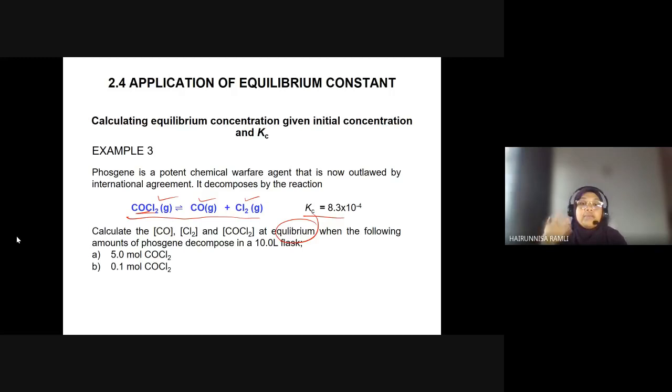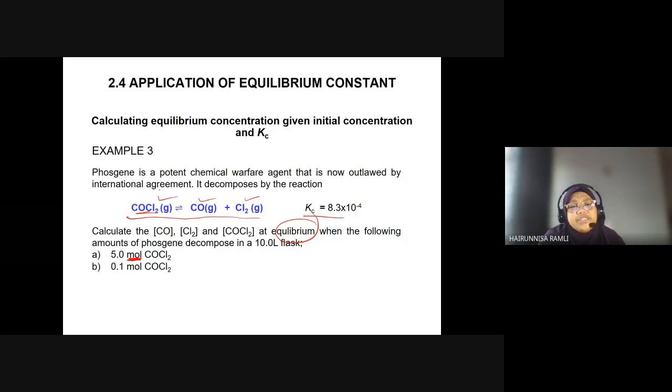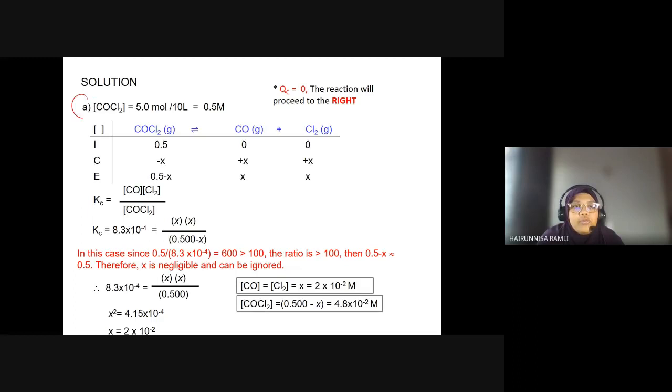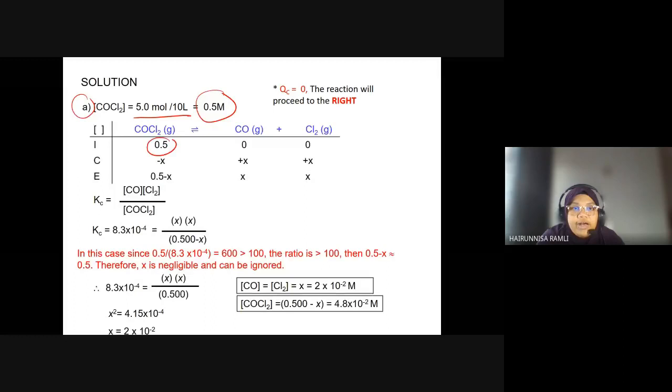Again, using the ice table. Of course, because it is given in moles, I'll go back to the question. So you have to find the concentration first. This is the volume, so for A, first get the concentration. This is the concentration, 0.5 molar. Then you write the equation. This is 0.5. Initially there is no product, so we can conclude this is the forward reaction, or you can calculate QC and get zero. So the direction proceeds to the right.